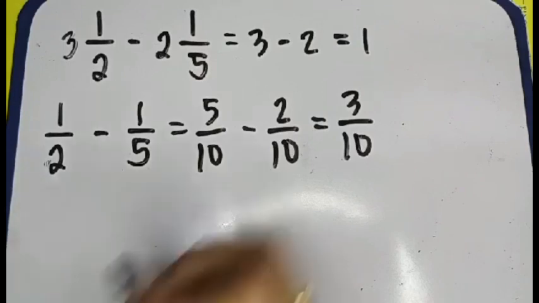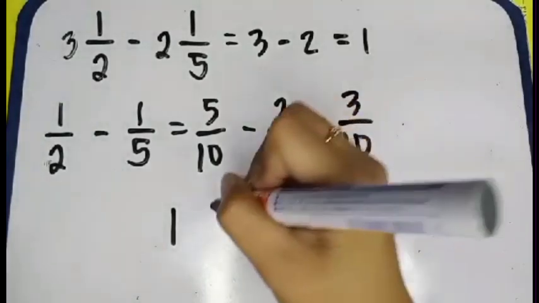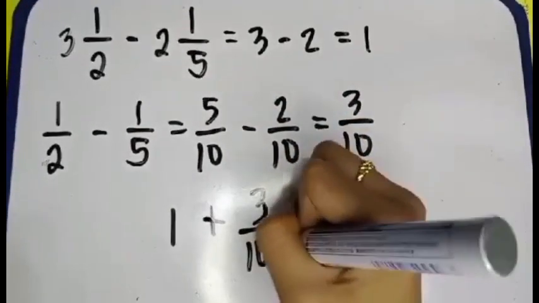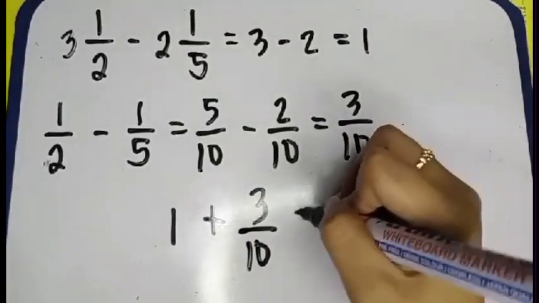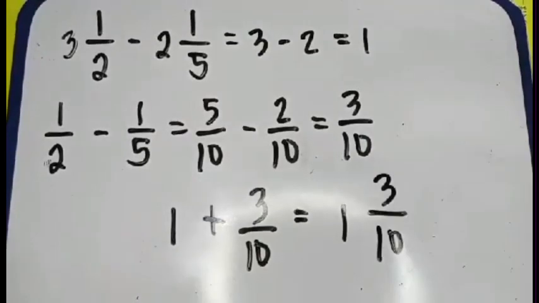And lastly, ipag-add or ipag-combine na natin ang whole number at ang ating fraction. So, 1, which is yung whole number natin. Then, our fraction, which is 3 over 10. And that will be 1 and 3 over 10. And that's our final answer.